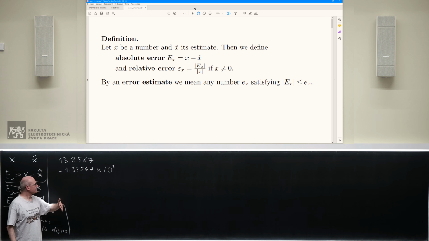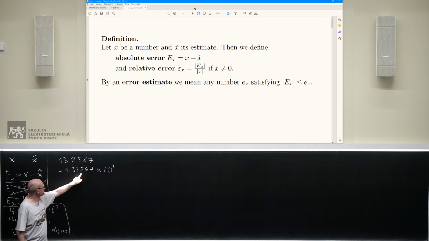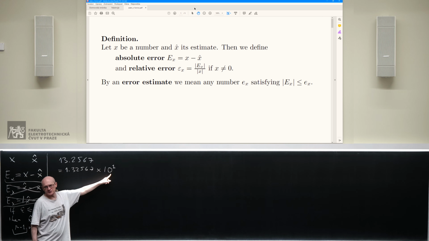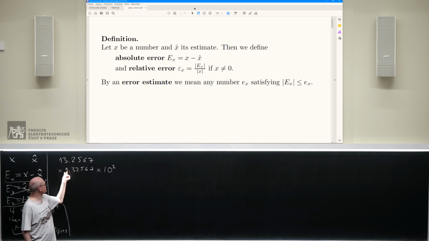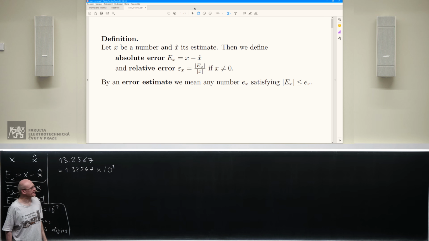The competitive school of thought thinks that the best position is in front of the first significant digit. And also you can develop the theory in a similar way. I think that this one is slightly more convenient and also slightly more widespread. So I'm sticking with this one, okay? So we have a digit, non-zero digit, that's important, decimal point and some digits, and the exponent, which is shifting, which is positioning the decimal point to the right place.